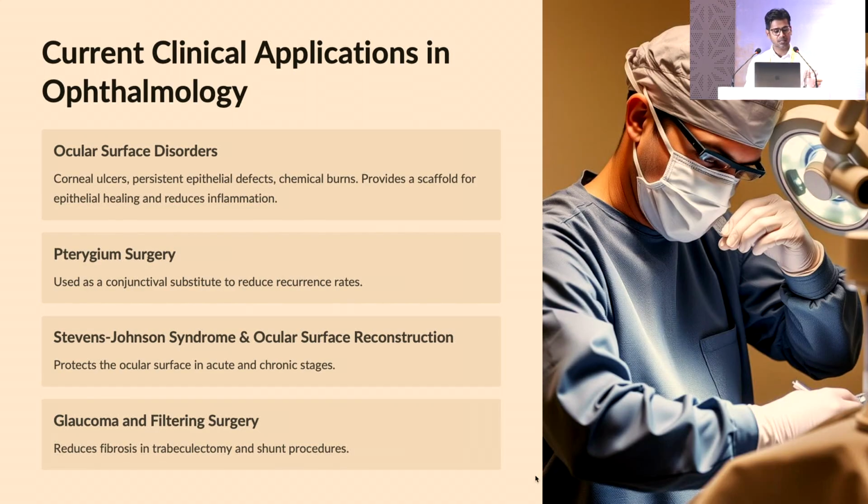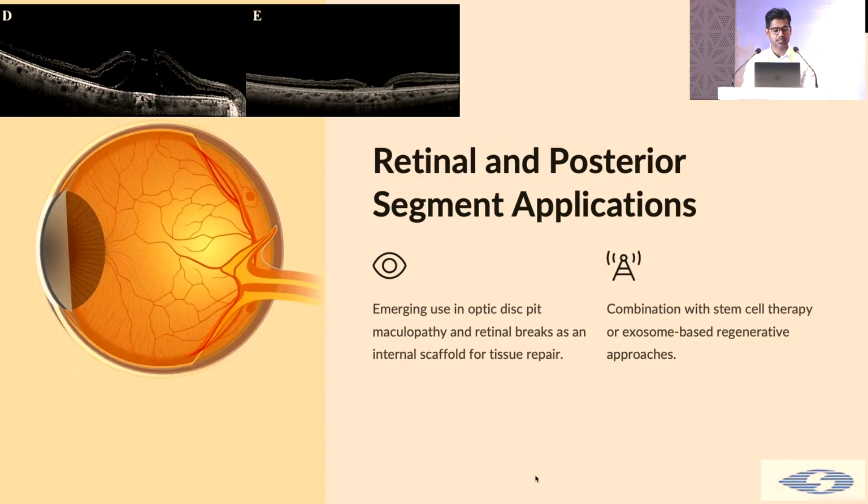Now, all this deeper insight into the properties of amniotic membrane has revolutionized and expanded its role in ophthalmology. It has found its way into ocular surface disorders such as corneal ulcer, persistent epithelial defects, pterygium surgery, Stevens-Johnson syndrome, surface reconstructions, glaucoma filtration surgery, and has started to be used as a scaffold in optic disc maculopathy, which will be discussed by the subsequent speakers.